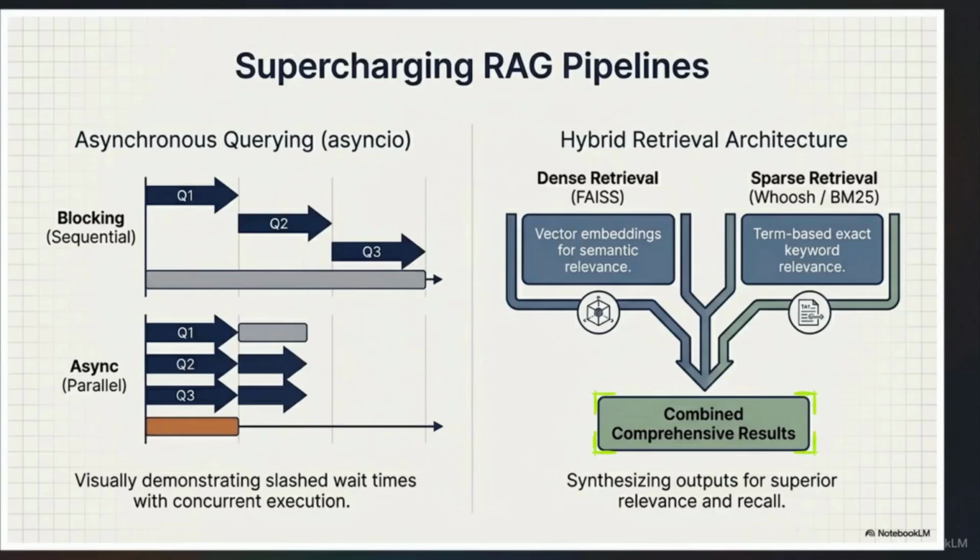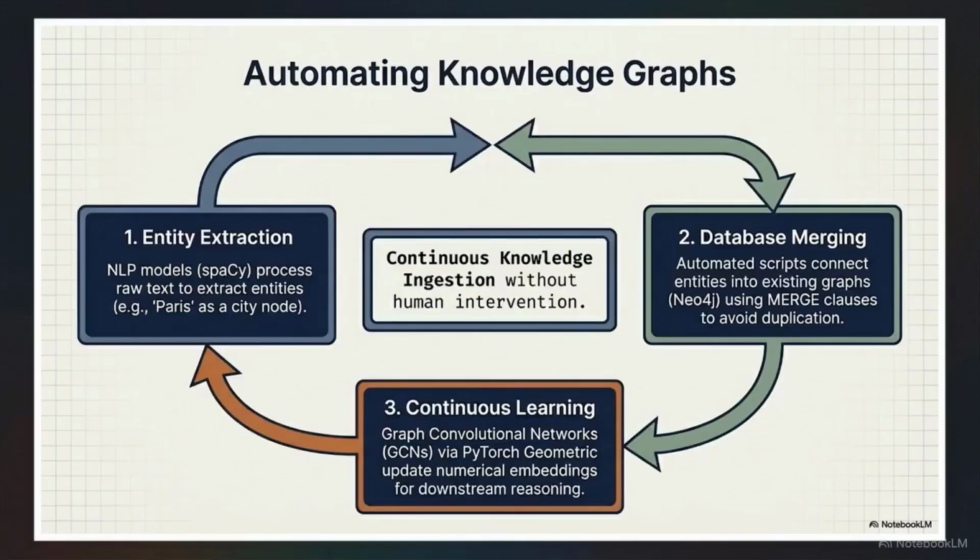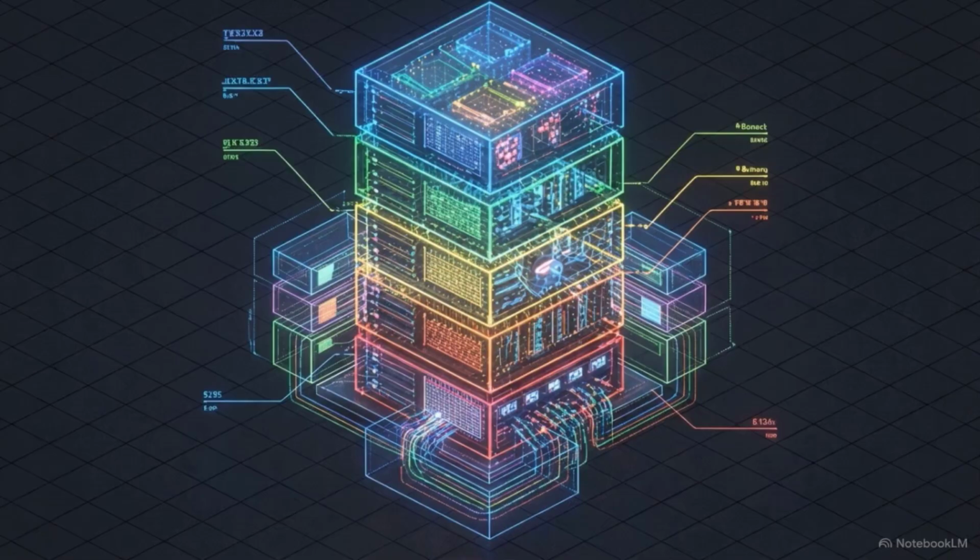This three-step cycle illustrates the automation of knowledge graphs. Knowledge graphs store information as connected nodes. NLP models extract entities from raw text, and automated scripts merge them into existing graphs to provide continuous context. Advanced retrieval architectures ensure that inference engines receive highly relevant, pre-processed context with minimal input latency.